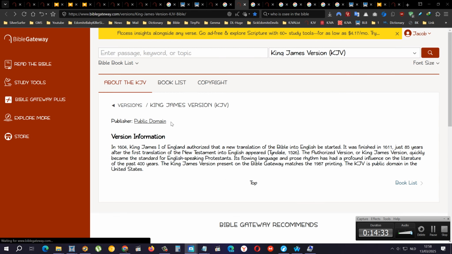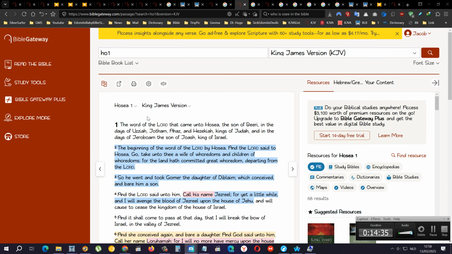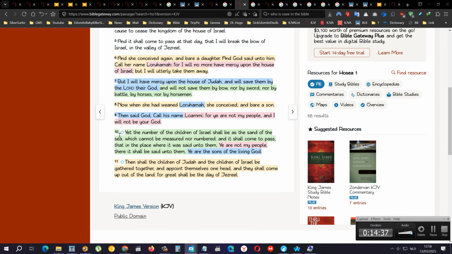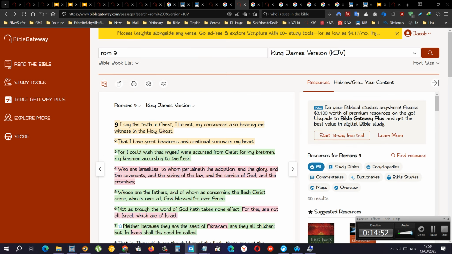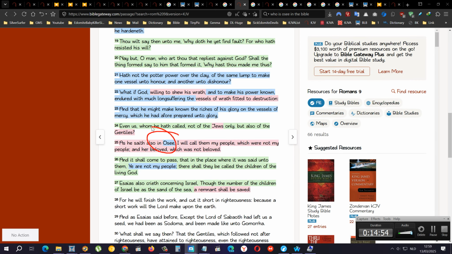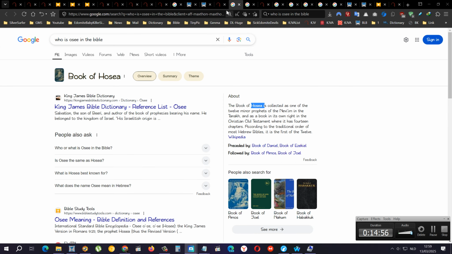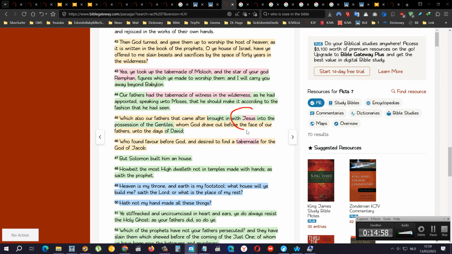So back to the book of Hosea 1:10. I'm going to just read this one. And it shall come to pass that in the place where it was said unto them, ye are not my people, there shall it be said unto them, ye are the sons of the living God. So it's talking about Hosea, but they changed the name into Oseas. So that's the same thing here. They changed the name from Joshua or Yahushua into Jesus.